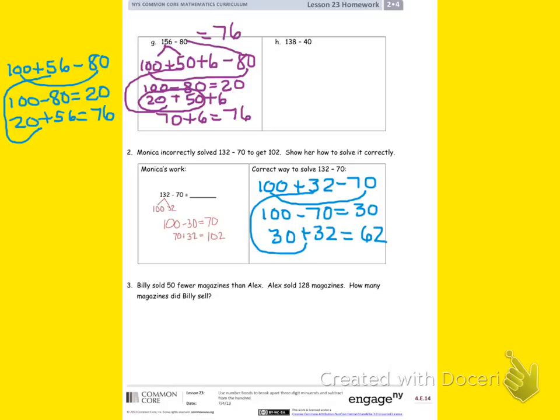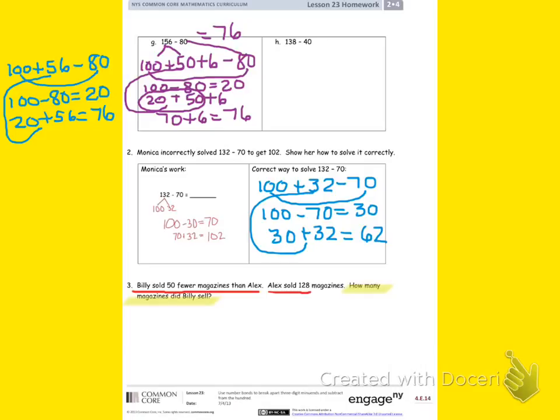And last, problem 3. Billy sold 50 fewer magazines than Alex. Alex sold 128 magazines. How many magazines did Billy sell? The first thing you should do is underline the important details. Billy sold 50 fewer magazines than Alex. Alex sold 128 magazines. Now highlight the question: how many magazines did Billy sell? If you don't have a highlighter, you could use a yellow crayon or circle the question.